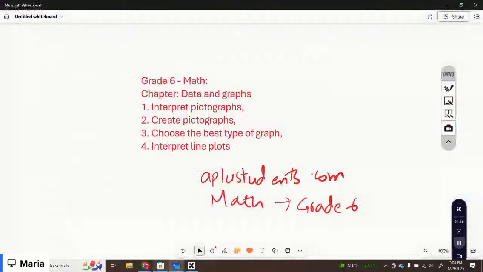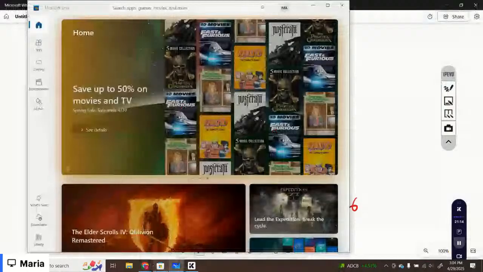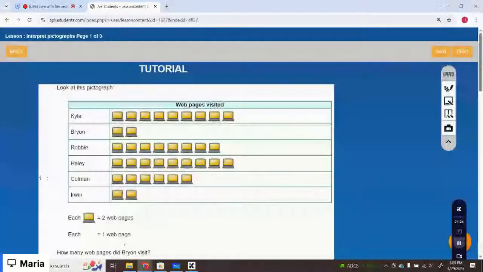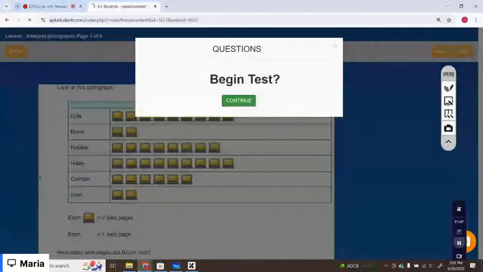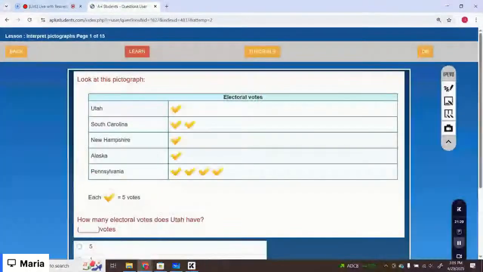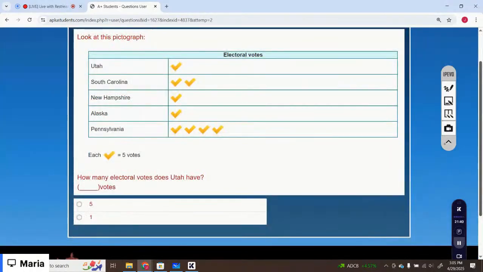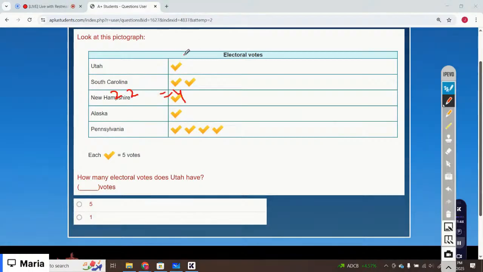But it all looks the same, right? Let's look at the pictograph. Each tick equals 5 votes. How many electoral votes did Utah have? He has only one tick, right? So that means he has 5 votes.